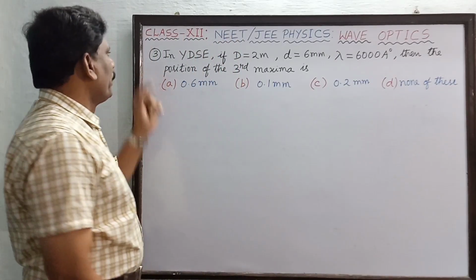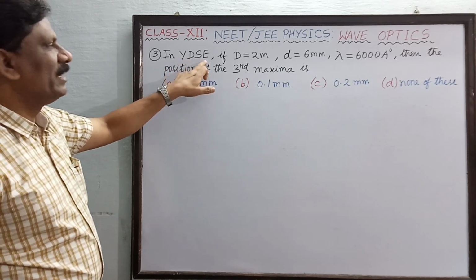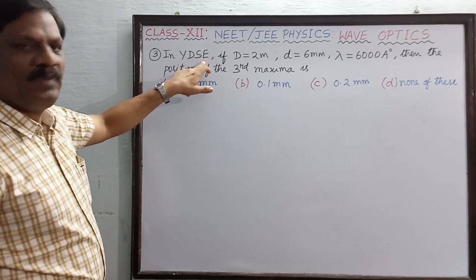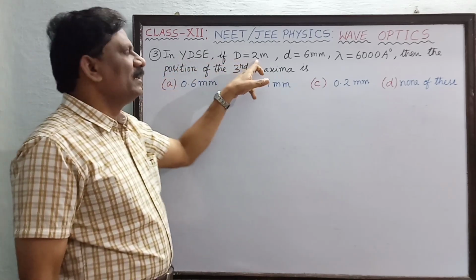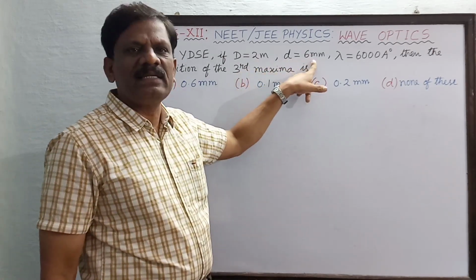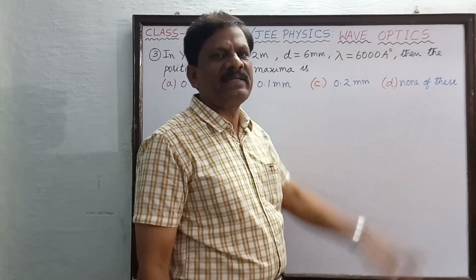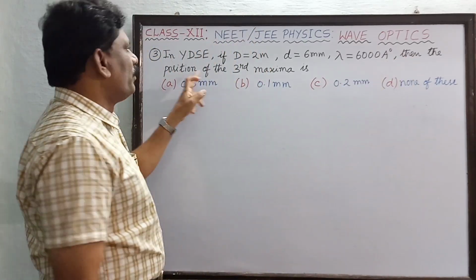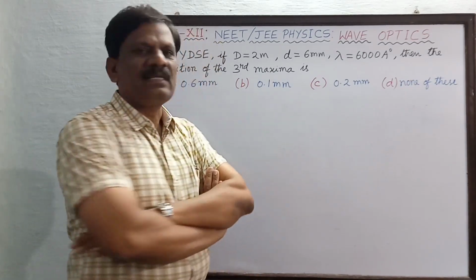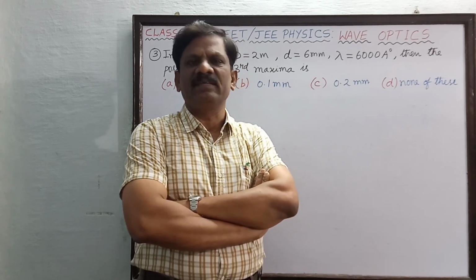Hi students, the third sum. In Young's double slit experiment, I have written the shortcut. In Young's double slit experiment, if capital D is equal to 2 meter, small d is equal to 6 millimeter, and the wavelength of light lambda is equal to 6000 angstrom unit, then the position of the third maxima has to be determined. Such questions are very important for NEET as well as the JEE entrance exams.